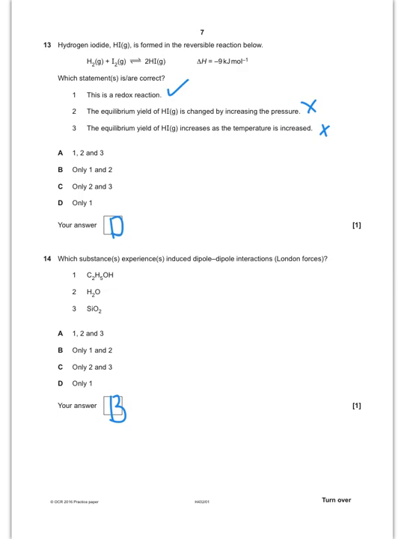So which of the following statements are correct? Is this a redox reaction? Yes, it is, because hydrogen here is 0, iodine here is 0 in oxidation state, hydrogen here is +1 and iodine is -1, so it is a redox reaction.